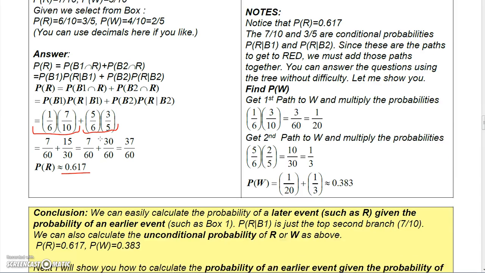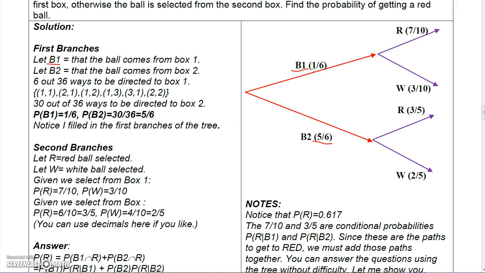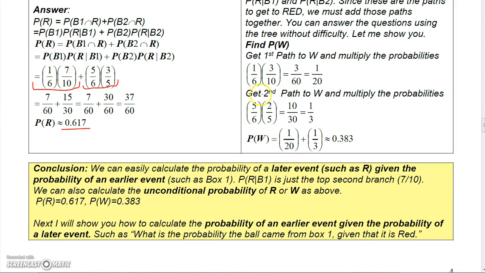Now, if we want to know the probability of getting a white ball, then all we have to do is subtract this from 1. But if you want to do it the same way I did this, you could. A white ball, you would say 1/6 times 3/10 plus 5/6 times 2/5, because there's only 2 ways you can get a white ball: box 1 and white, or box 2 and white. So box 1 and white is 1/20. Box 2 and white, multiply that together, you get 1/3. Add 1/20 to 1/3, and if you put it in a calculator, you get 0.383.